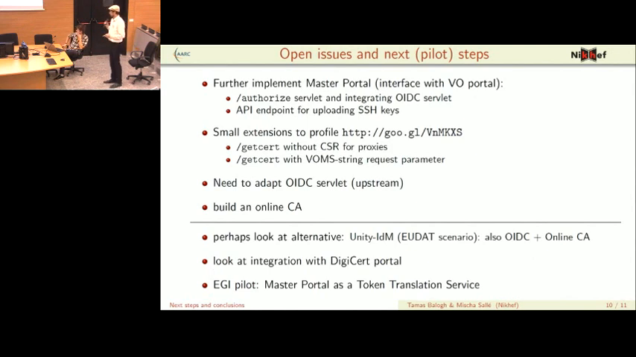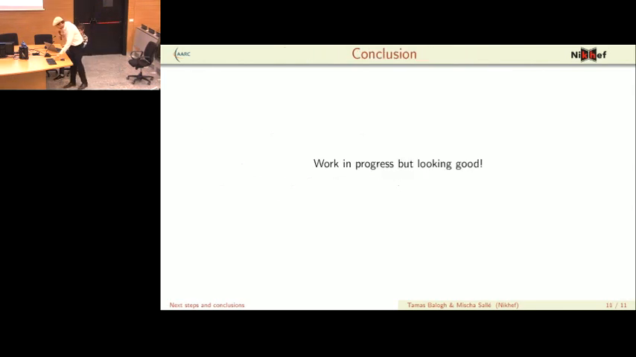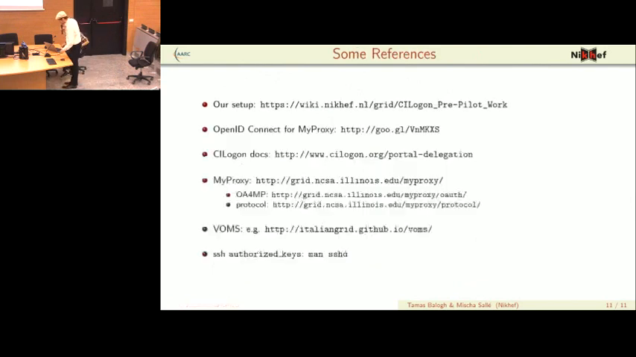And then there are, I hope I'm allowed to say this, plans for an EGI pilot where at least parts of this will be tested to see whether EGI can use it. And that will, I think, still basically be the master portal as a token translation server between SAML and OpenID Connect to short-lived proxy certificates. So, in short, it's work in progress, but I think it looks very good. And I have some references for people who would like to know more.